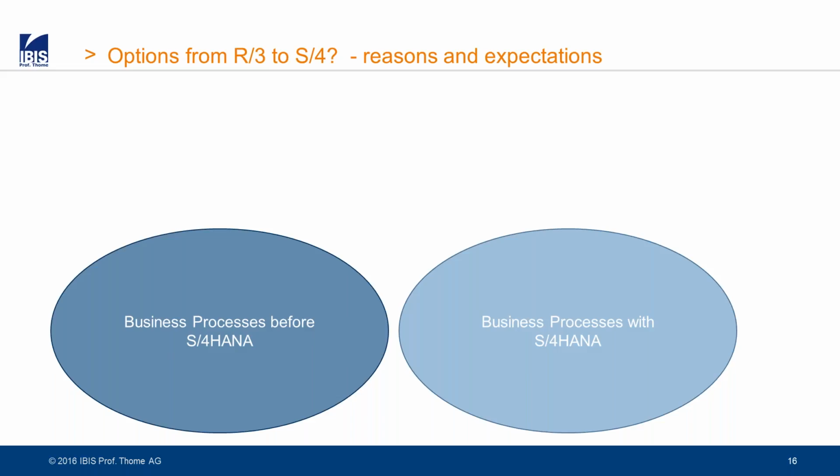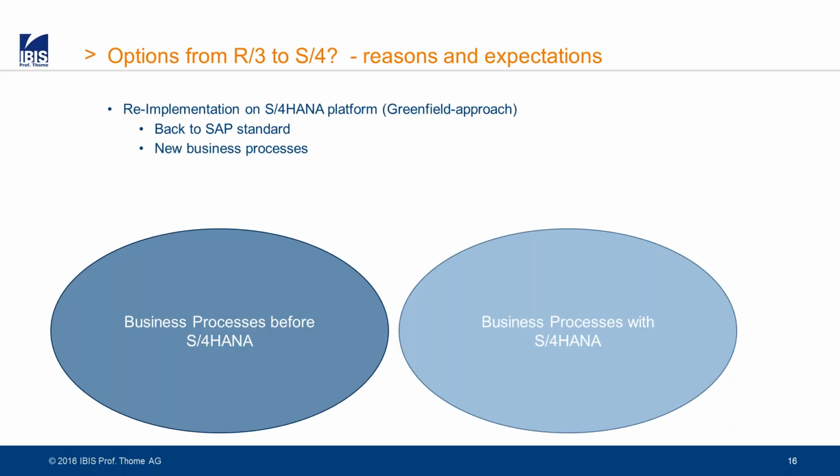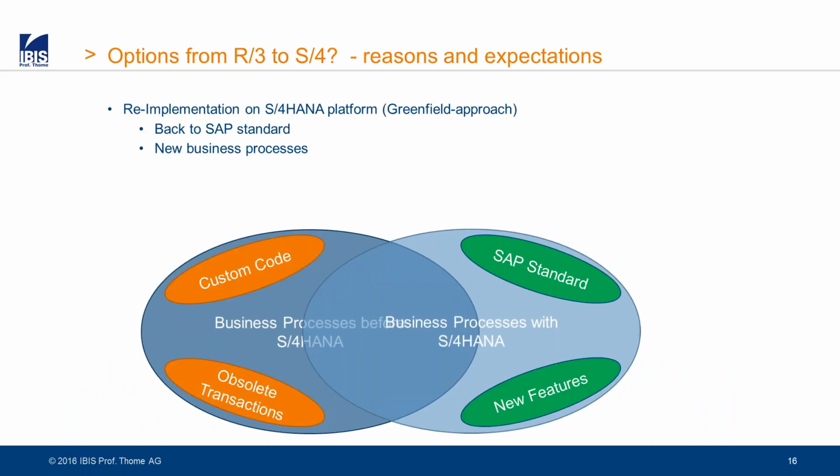The other option would be the technical migration. What we've heard from our customers and partners about the different approaches is that there are a few factors. For example, the greenfield approach was chosen when the customer also had strategic goals to go back to SAP standard and to use new business processes. This means that some custom code won't be migrated to the new system. You try to replace custom code with SAP standard, for example.